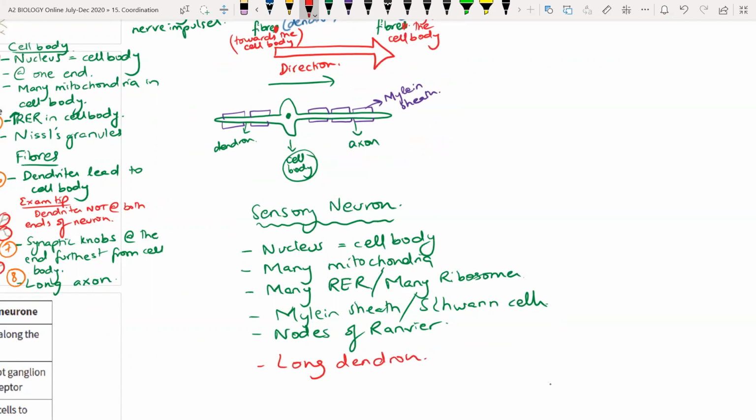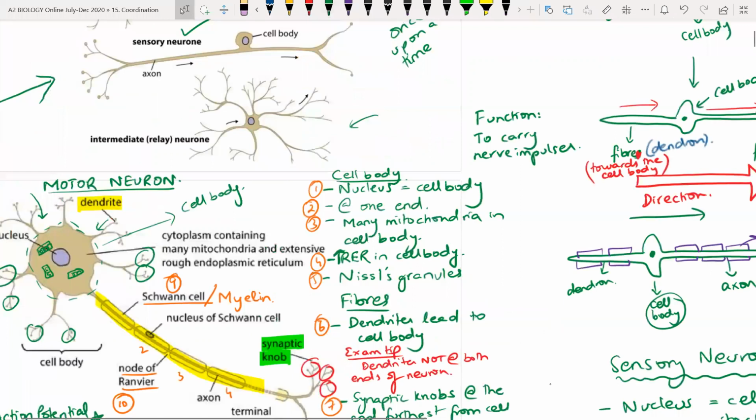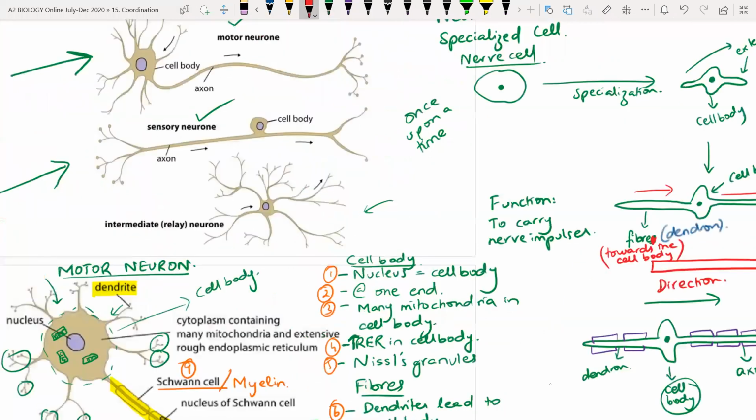How do we know? Look at this diagram. देखें, ये वाला ये गलत इन्होंने लेबल किया हुआ है, axon नहीं है. If this is the direction of the nerve impulse, then this should be the axon. Okay, so they have lobic.